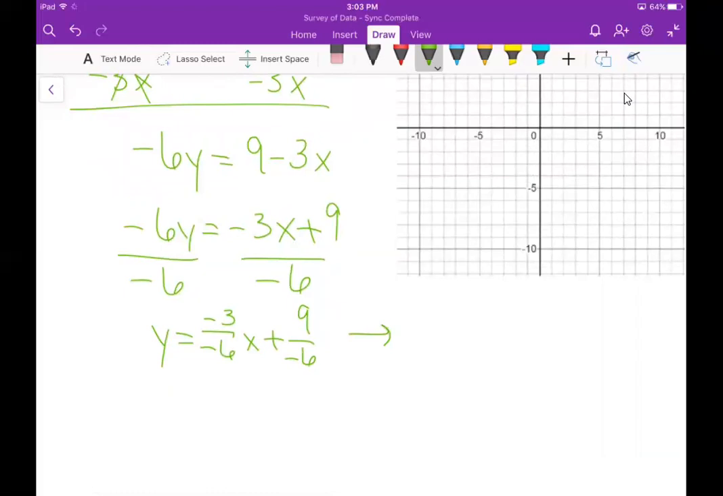So what does that give us? This simplifies, do it in your calculator, do it by hand. That simplifies to 1/2 times x. 9 over negative 6 simplifies to a subtraction. 9 and 6 have that common factor of 3, so we end up with subtracting 3/2. Okay.